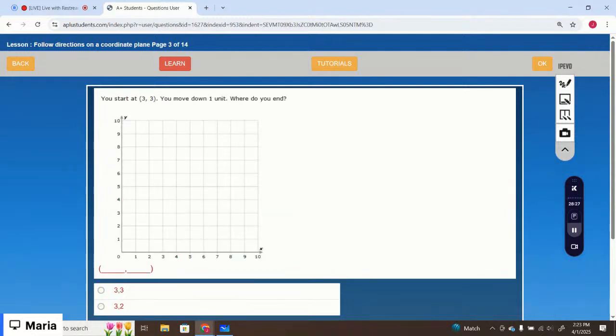You start at 3, 3. You moved down 1 unit. Where do you end? 3, 3. Then you end up at 3, 2. Option number two is the correct option.